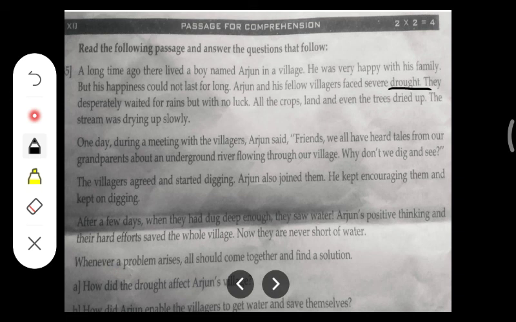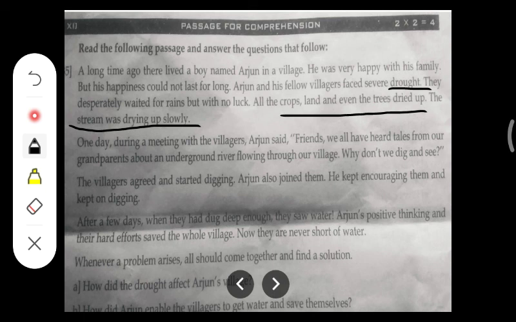So they have asked the effects. What was the effect and how did it affect the people? Look at this: the crops, the land, and the trees dried up, and the stream was also slowly drying up. So this is the answer for your first question. Now read further. Once again, if you want, read the question.